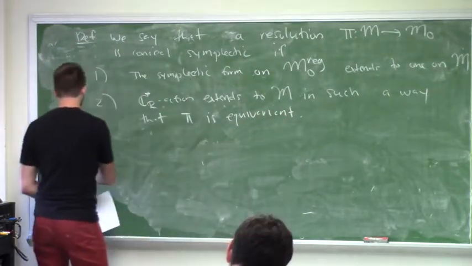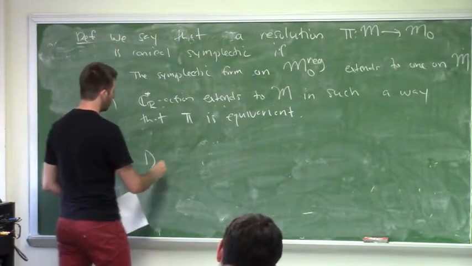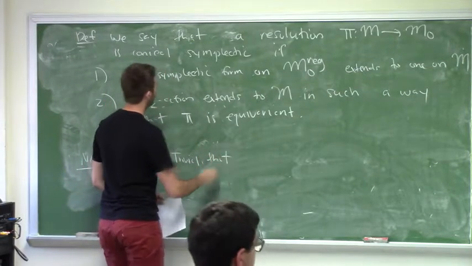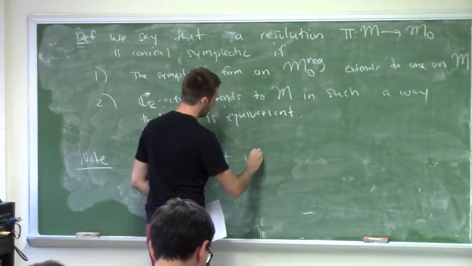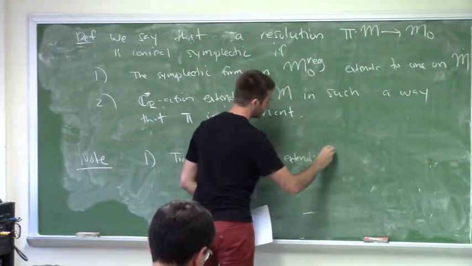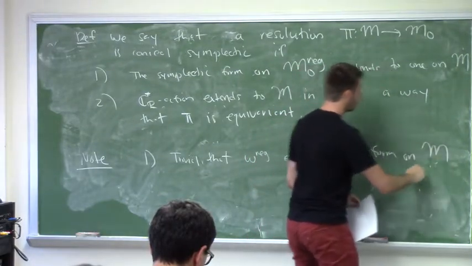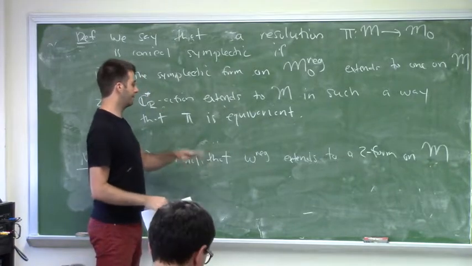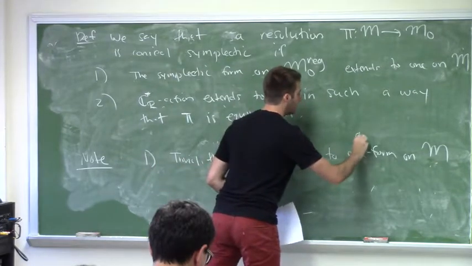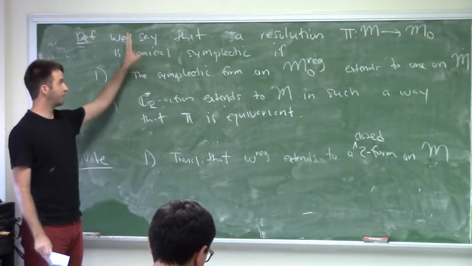Okay. So let me just make a small note about this. So it's trivial that the omega on the regular locus, this is my symplectic form, extends to a 2-form. In fact, I think even the closed is obvious as well. So that part of the definition of a symplectic resolution is trivial.